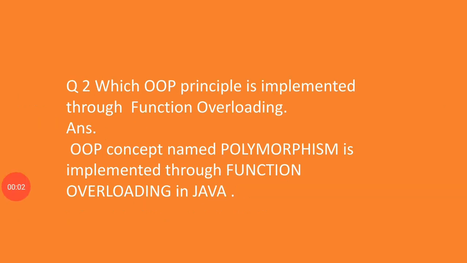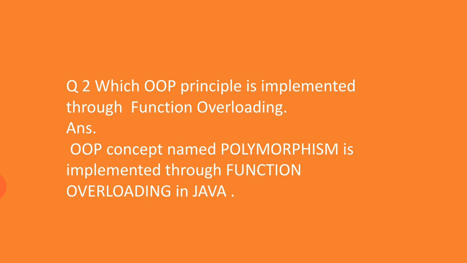So students, question number 2, which object-oriented principle is implemented through function overloading? So the object-oriented programming concept named polymorphism is implemented through function overloading in Java. So here polymorphism means, you remember, that when a message is processed in more than one form it is called polymorphism, where poly means many and morph means form.